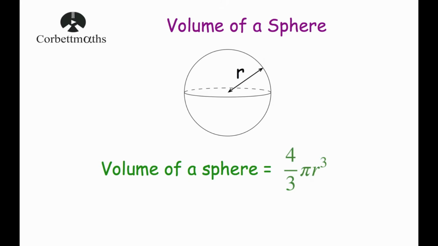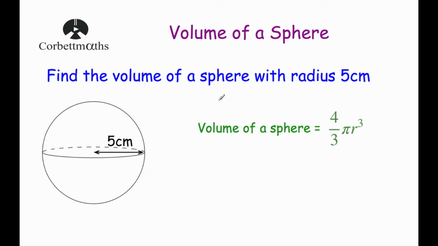So our first question says, find the volume of a sphere with a radius 5 centimeters. So here we've got our sphere and it's got a radius, so the distance from the center to the edge, of 5 centimeters. So the volume of a sphere is found by the formula 4/3 pi r cubed. So we're going to do 4/3 times pi times 5 cubed.